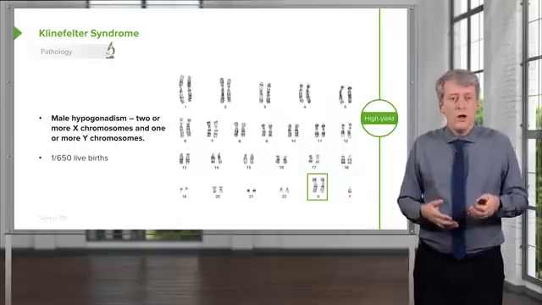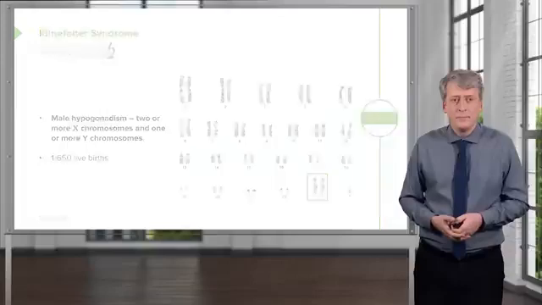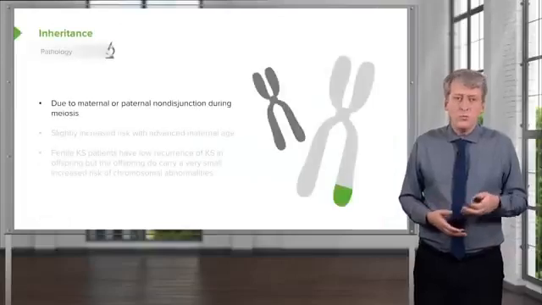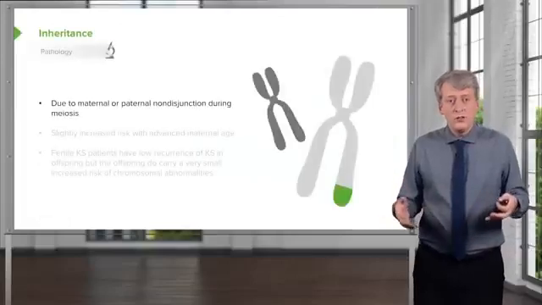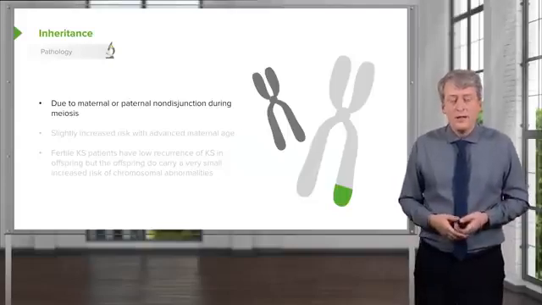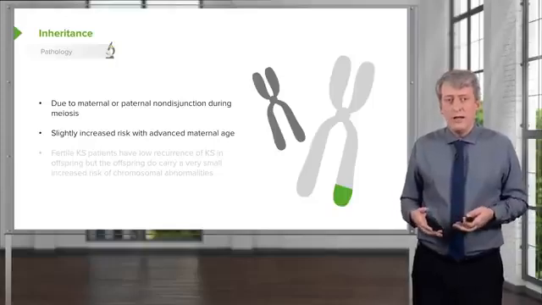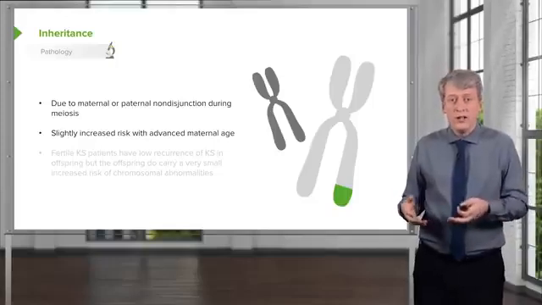This occurs in 1 out of 650 live births, so it's not that uncommon. This is generally due to maternal or paternal non-disjunction during meiosis as they're making either the sperm or the egg. There's a slightly increased risk of this happening in mothers who are of advanced maternal age.